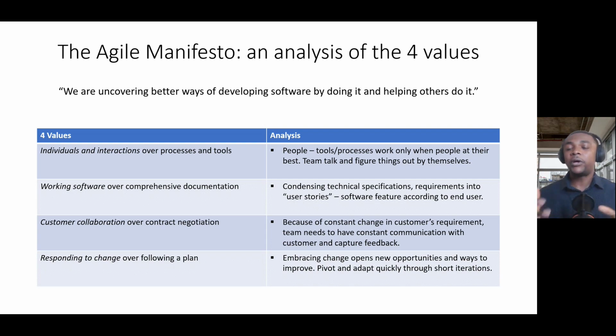All right. The third item is about customer collaboration over contract negotiation. The emphasis is customer collaboration, right? Because of constant change in customer requirements, the team needs to have communication and collaboration. Team collaboration is so important. You can't really minus anything from team collaboration. And a way to foster team collaboration is communication.